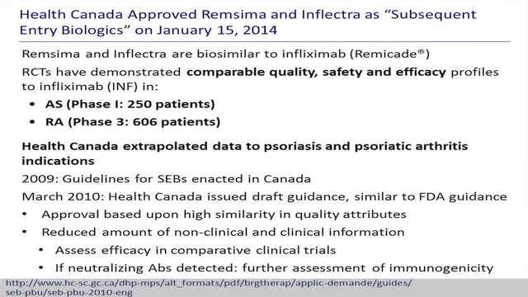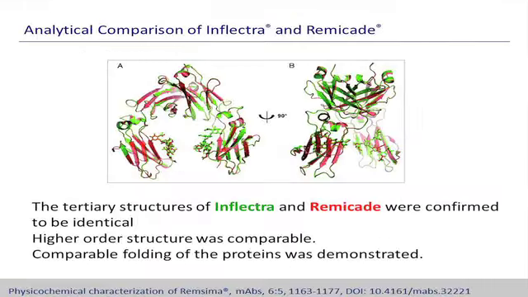Health Canada approved this product, but not with extrapolation to inflammatory bowel disease, only to psoriasis and psoriatic arthritis. Now, if we look at Inflectra and Remicade, they're actually very, very similar. It has to have the same primary structure, and that's a rule by the biosimilar requirements in the US. The tertiary structures are also identical, and there's comparable folding of the proteins.